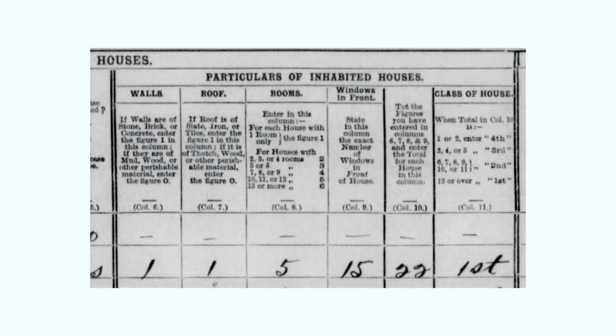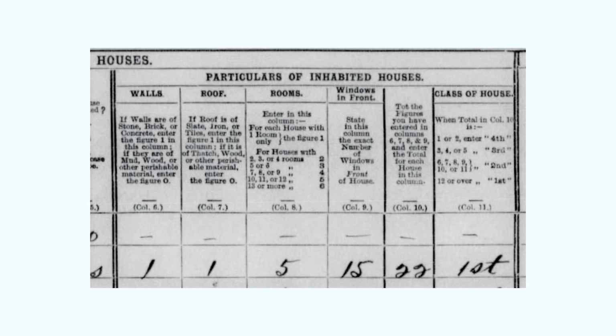In the fourth column, the enumerator was asked to state the exact number of windows, specifically the ones in the front of the house. The numbers in these 4 columns then effectively became scores, which were added together in the next column. In the final column, these totals were translated into classes of housing.